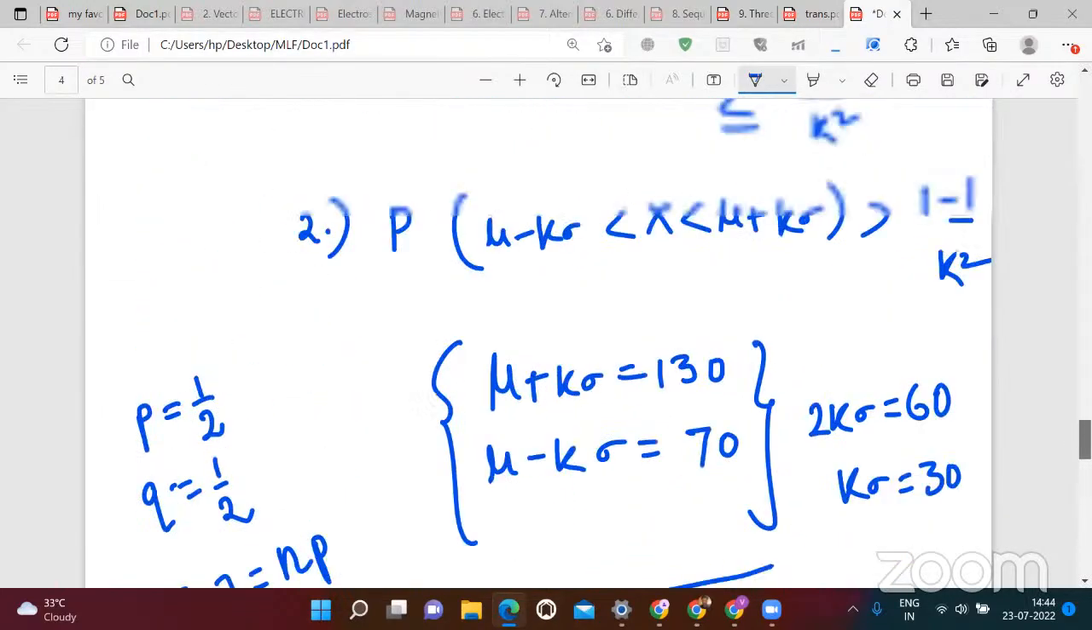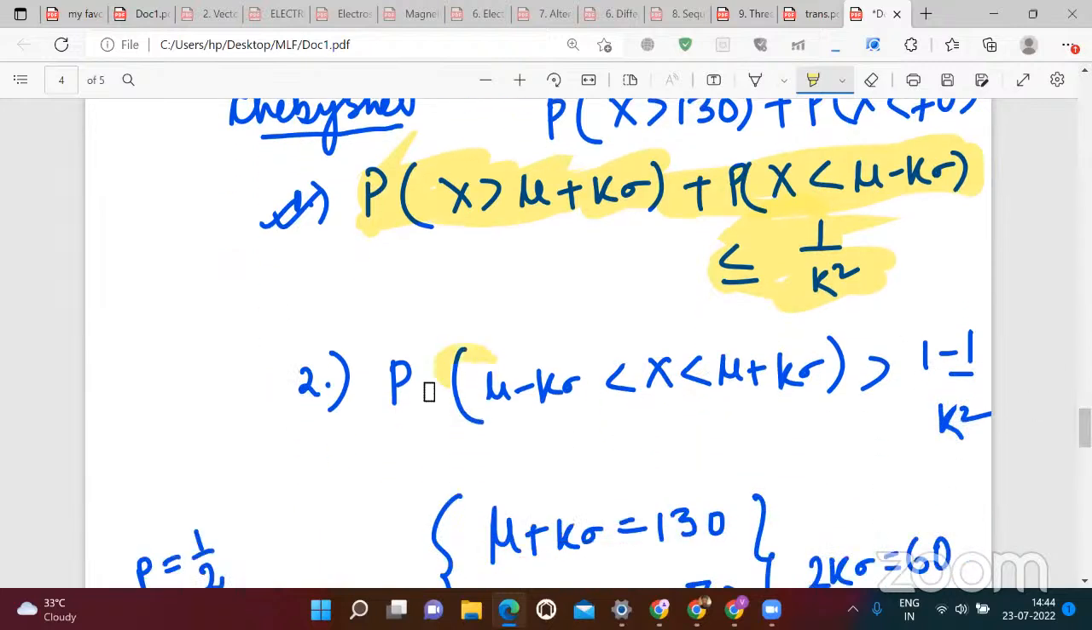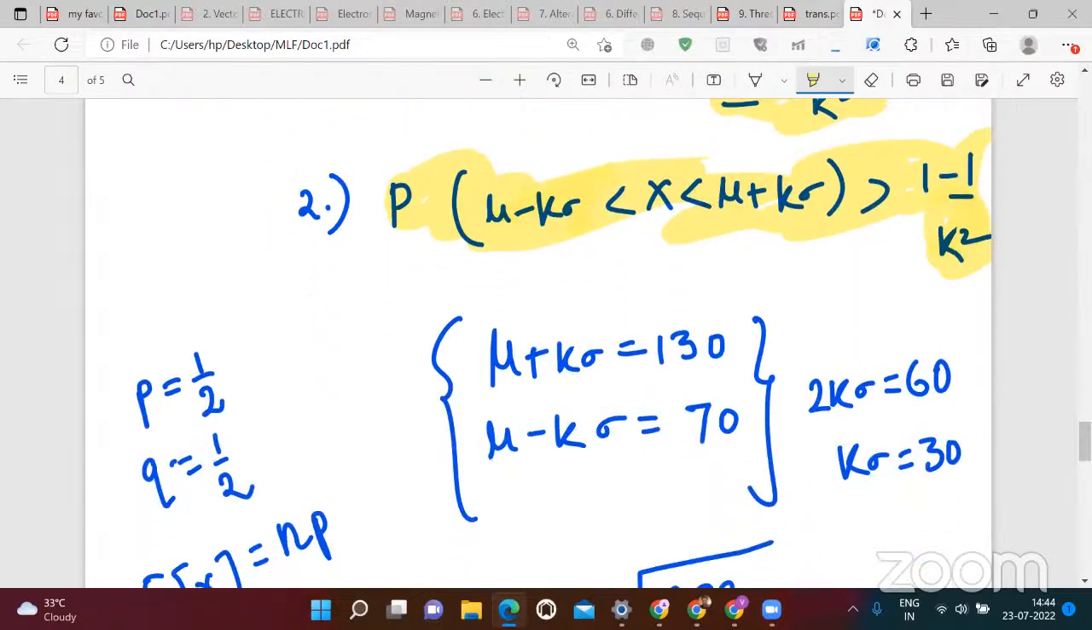Okay. So this is how we'll solve. So you have both the equations. This is the first equation for the Chebyshev, and this is the second equation for the Chebyshev. Okay. So here it has been given the number of times should be at least 130 and at most 70. Okay. So now you need to calculate the probability from the first equation itself.